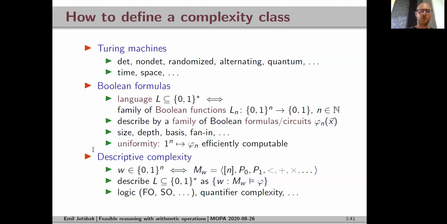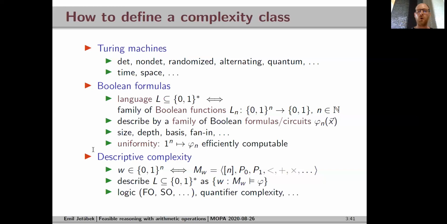A different way of defining complexity classes is that we identify a language with a family of Boolean functions. So a language is a set of words over an alphabet. I will usually just think about languages over the binary alphabet, where we have just 0 and 1. Then if we look at the nth slice of the language consisting of words of length n, we can look at this as a Boolean function with n Boolean inputs and Boolean output, which tells us whether the given input is or is not in the language. And this way we have a family of Boolean functions, and then we can look at how these Boolean functions may be expressed by Boolean formulas. So we can define the language by a family of Boolean formulas.